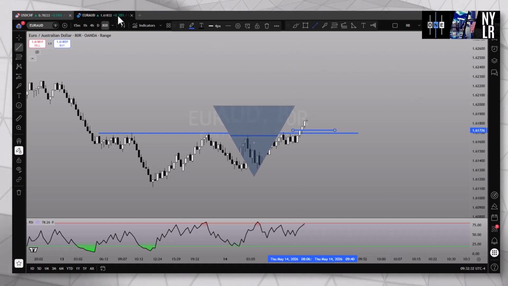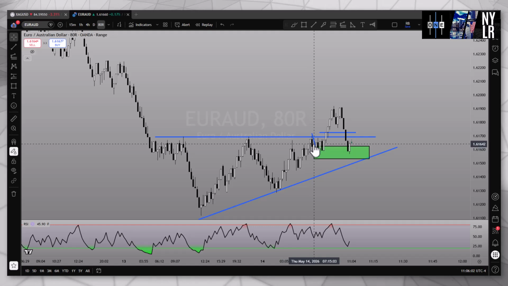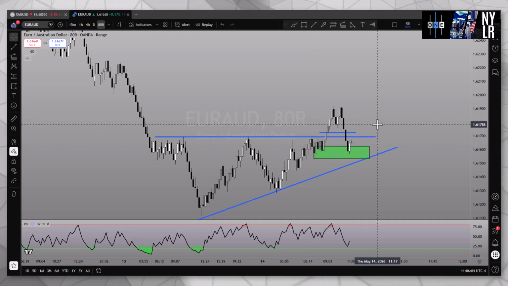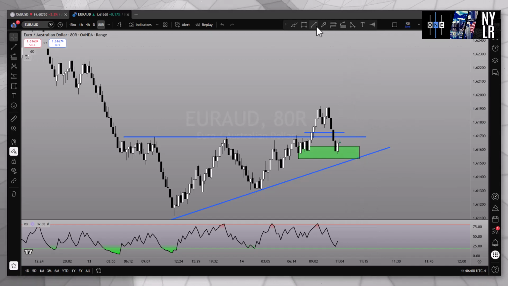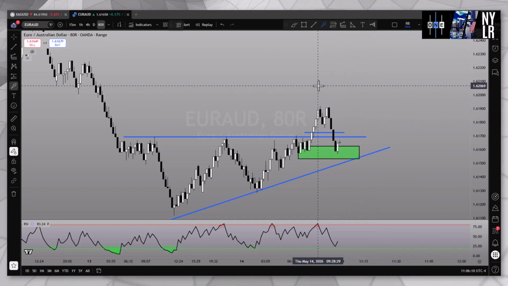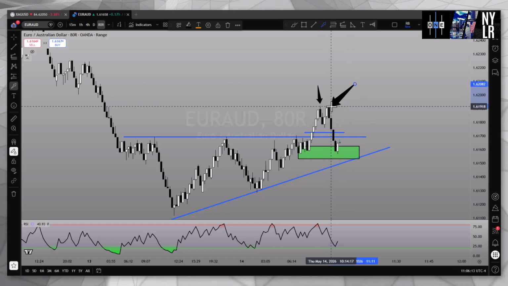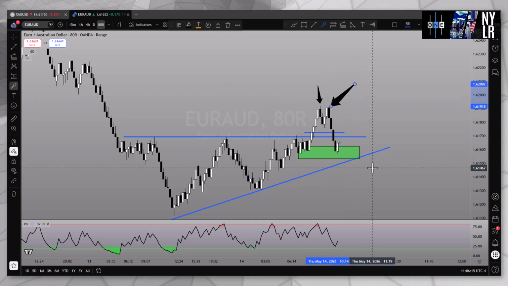All right, gang, just wanted to come back in and give a little bit of an update on our Euro Aussie trade. As you can see, it's a few hours after we left you guys, and price action has broken up as we saw on the close, and we have now given a nice little double top followed by a retracement.